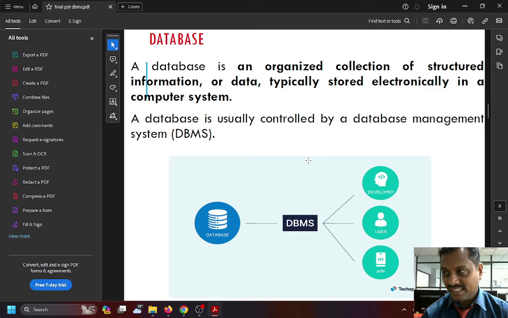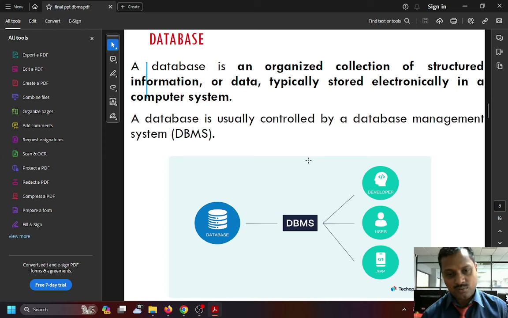So what exactly is a database? A database is an organized collection of structured information or data, typically stored electronically in a computer system. For example, if I consider student data, it's a database. A student has n number of data types, like his name, age, gender, fees paid details, hostel details, and academic details, which are separated into different tables. And these tables are collected into one database. Hope you have understood.